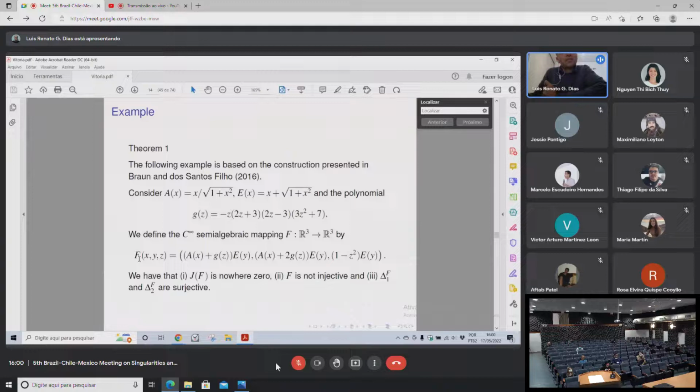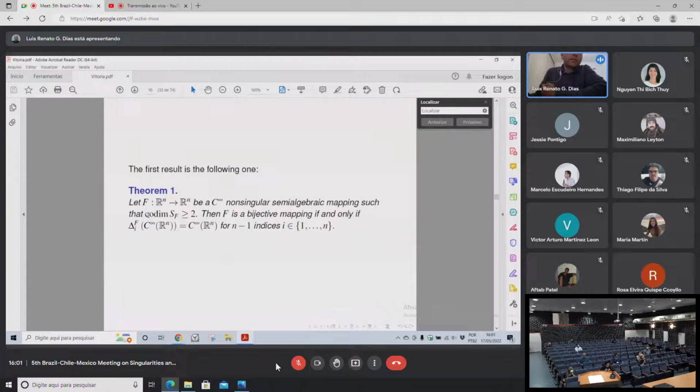F is not injective, but the operators delta_1 and delta_2 are surjective. In fact, in this example, the yellow set has dimension 1. Sorry, the yellow set has dimension 2. In other words, the codimension of the yellow set is exactly 1. So this example shows that in our theorem, we need this hypothesis on the codimension of the yellow set.